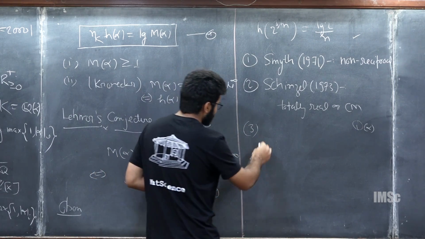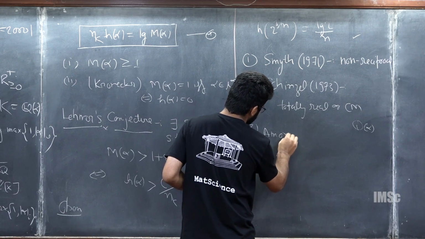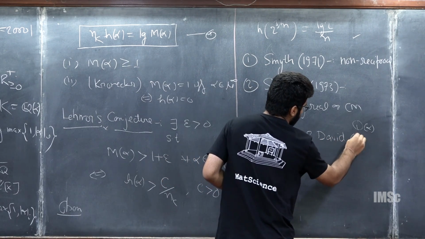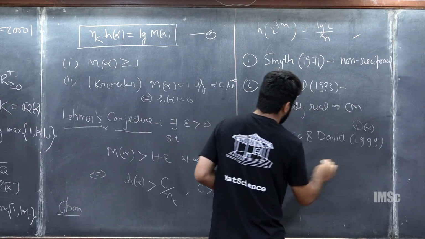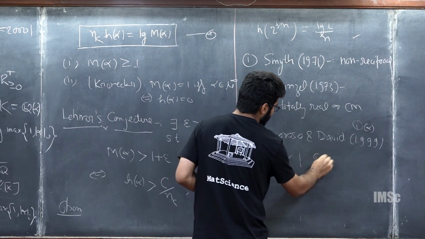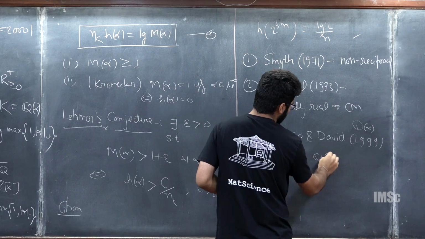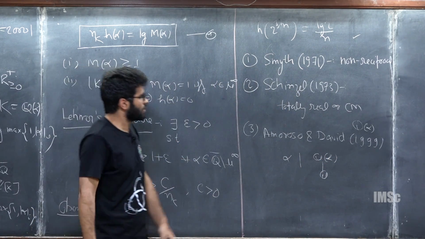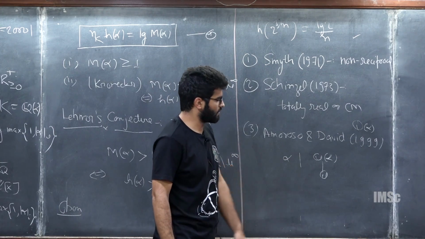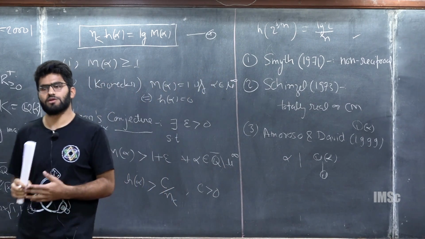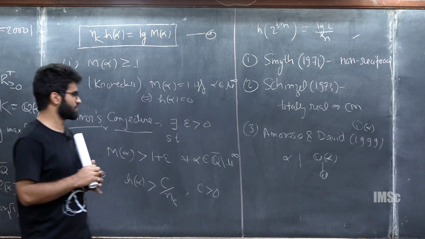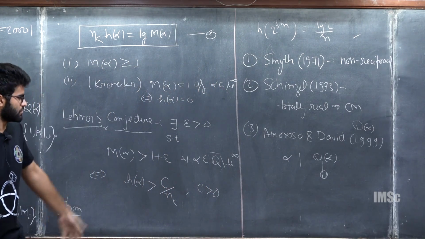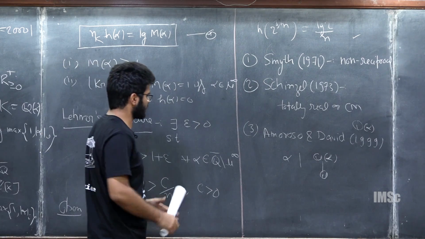Later in 1999, Amoroso and David proved Lehmer's conjecture for all alpha such that Q(alpha) over Q is Galois. In fact, their result is much stronger. It holds for any alpha such that the degree of the Galois closure of Q(alpha) has polynomial growth in terms of the degree of alpha. So for those numbers, they have Lehmer's conjecture.